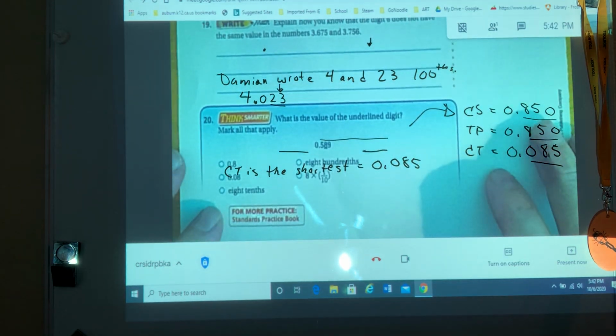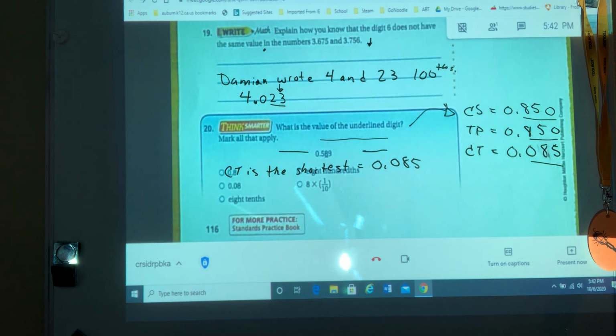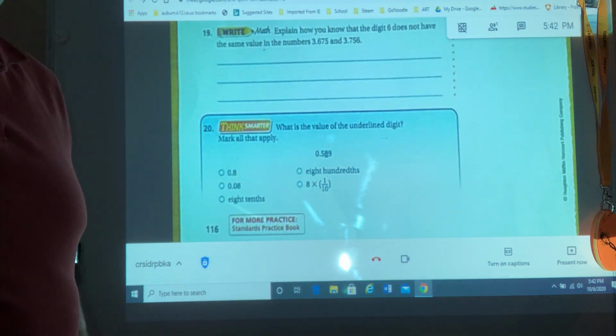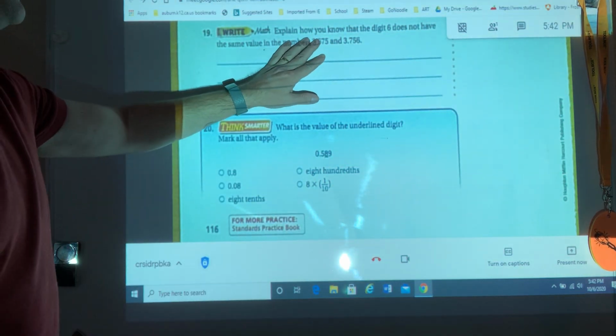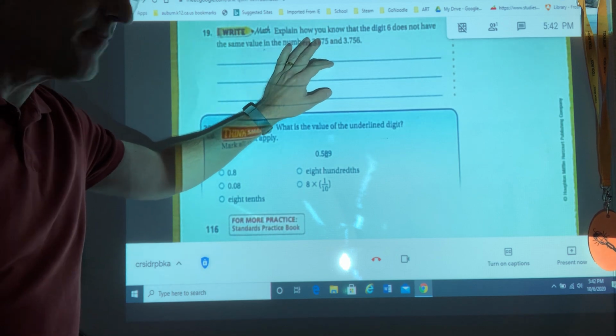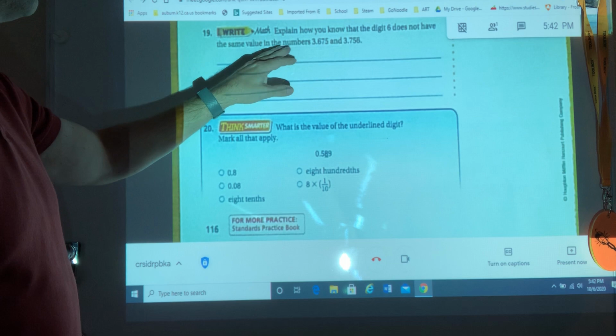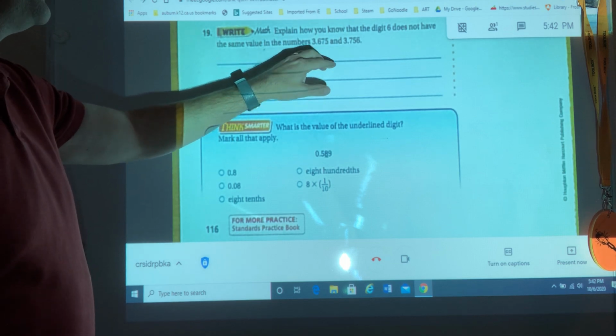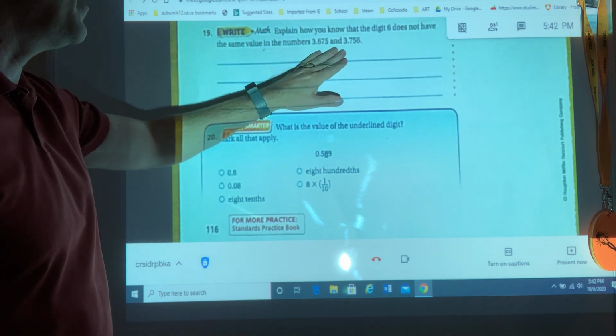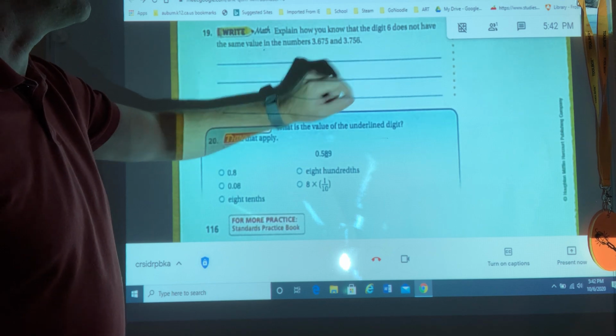We're almost done, woohoo! Okay. All right, explain. I'm gonna use our words here. How do you know that the digit 6 does not have the same value in the numbers 3 and 675 thousandths and 3 and 756 thousandths?